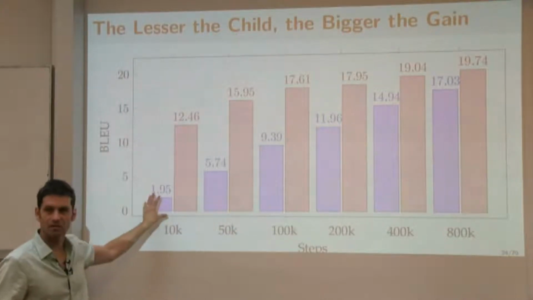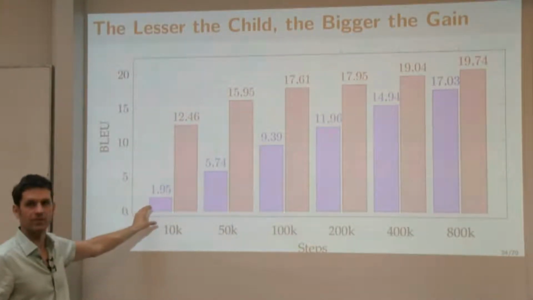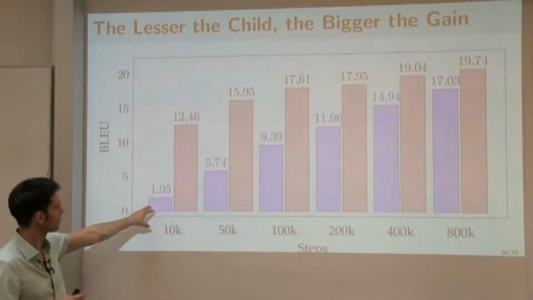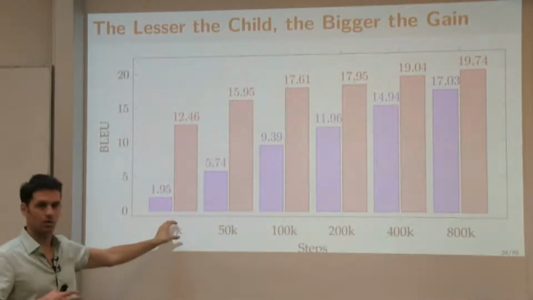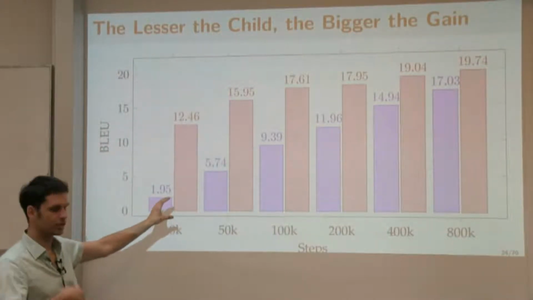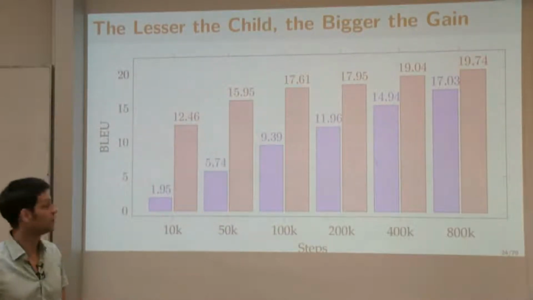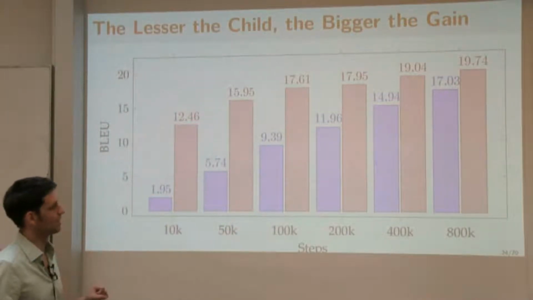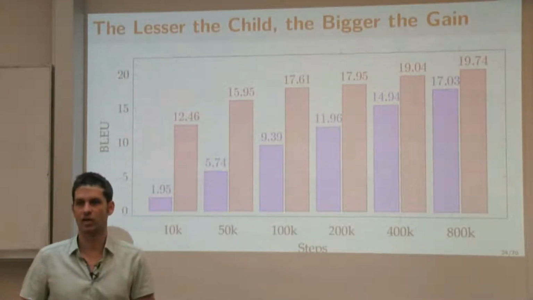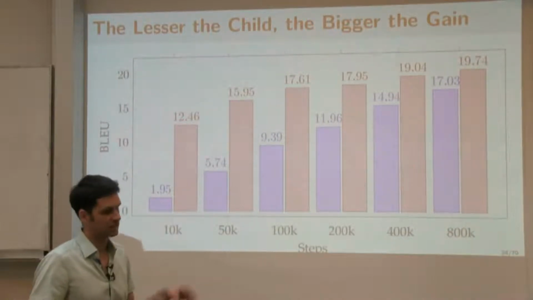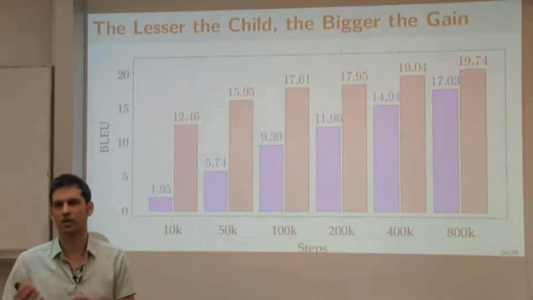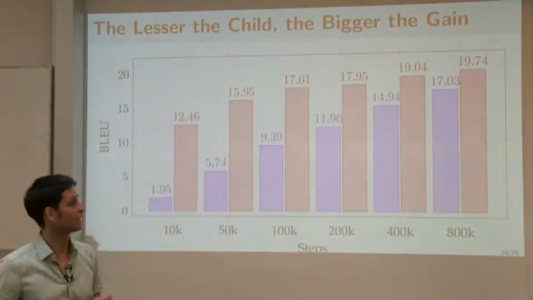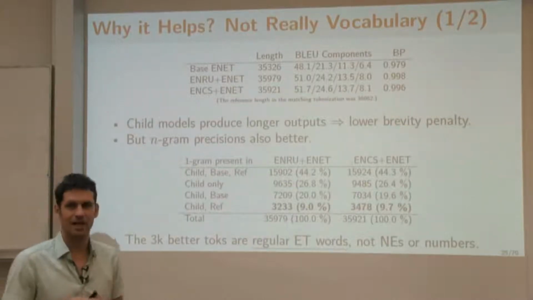But if you use this very small child, the 10,000 English Estonian sentence pairs, to continue training on the parent, which is already a well trained English Finnish model, you will get a 10 BLEU points increase. So for very low resource settings, transfer learning is very useful. That again illustrates that the bigger the difference in training data sizes between the child and parent, the bigger the gain you can expect.